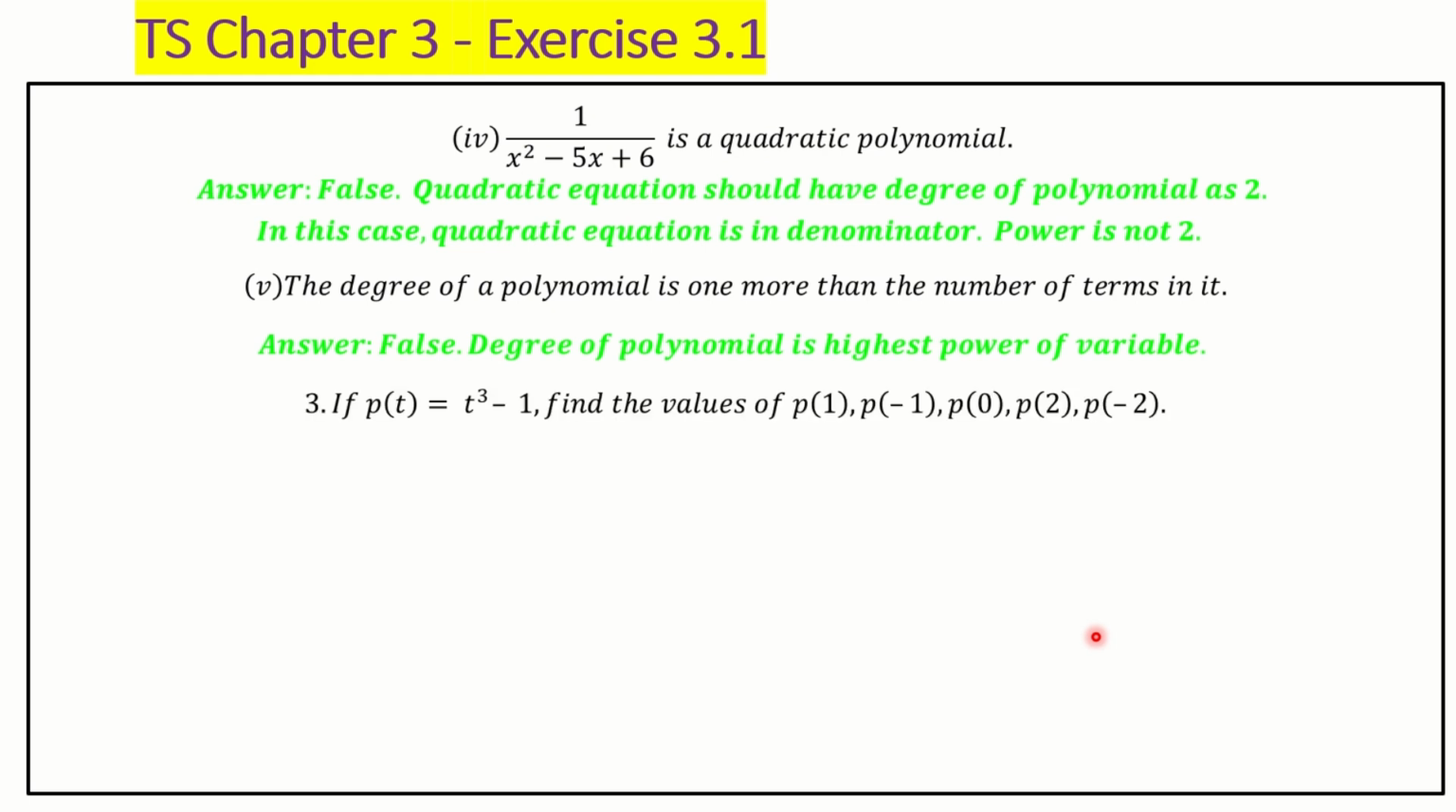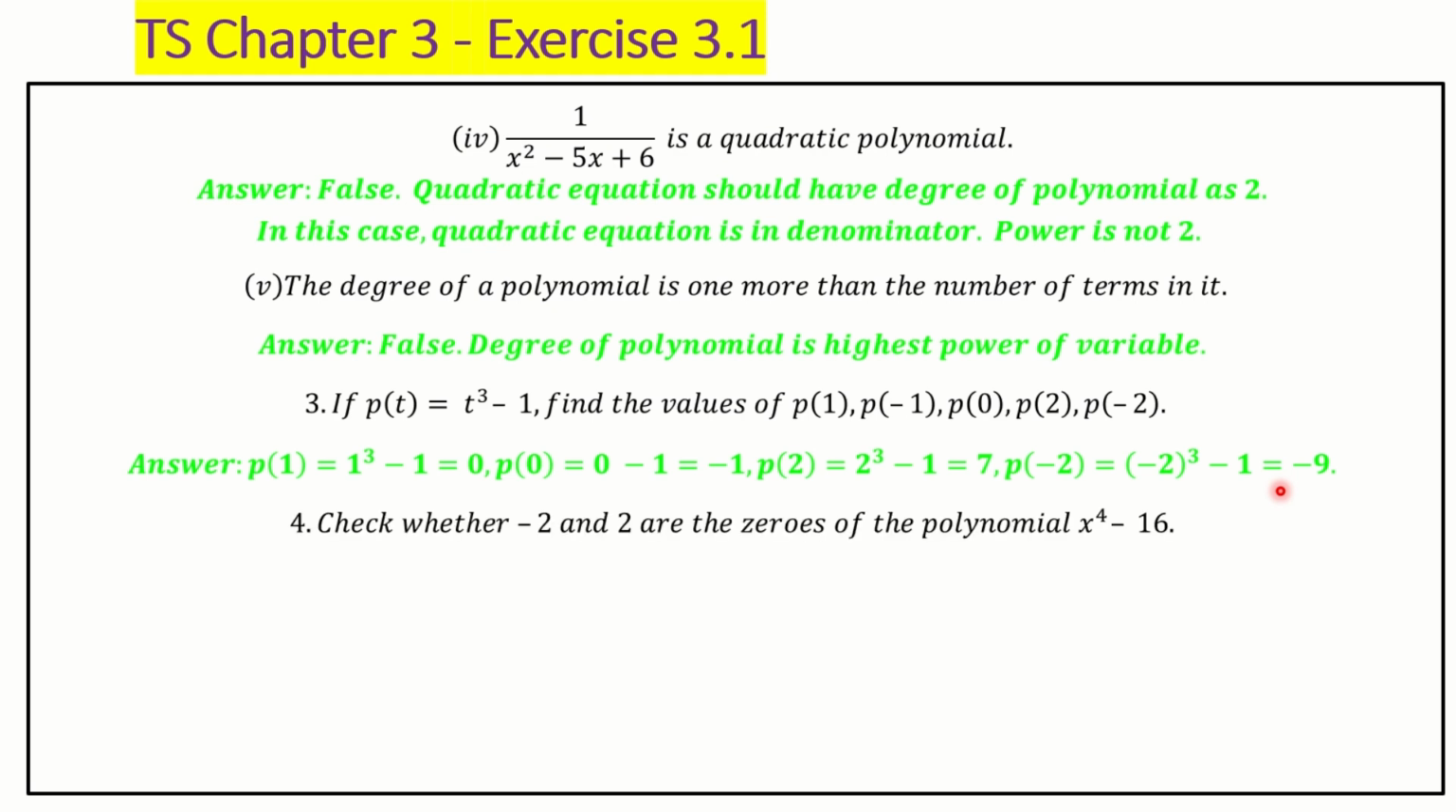If p of t equal to t cube minus 1, find the values of this one. This is just a substitution, which is very easy. P of 1 equal to, in place of t, you will replace 1. So 1 cube minus 1, which is 0. So similarly, you will find for other values. Okay. Next.